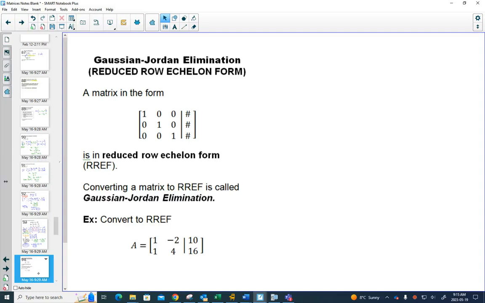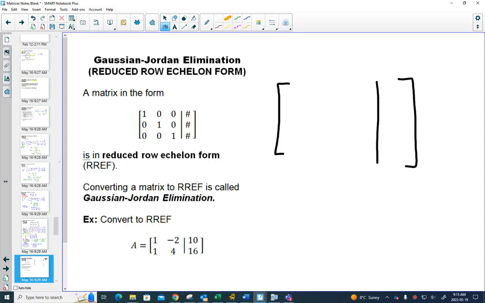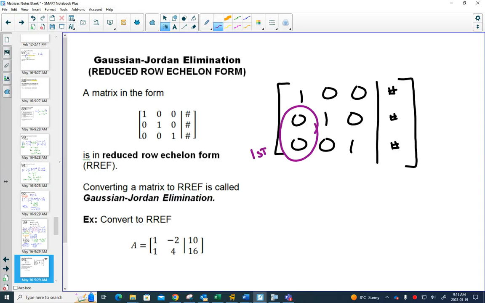Okay? Now, color code. We want ones here, zeros here, zeros here, and numbers here. Color coding, we are still going to do this first, then this second. I'm going to run out of colors.